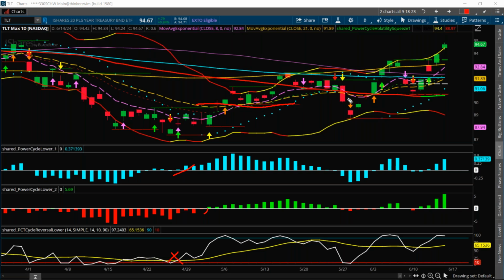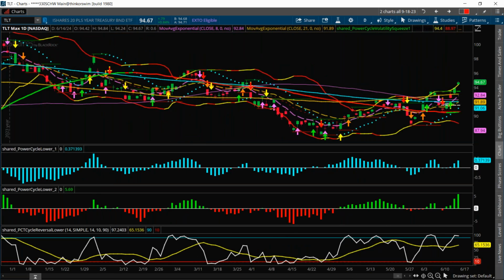But this has been a hard one to trade because it's bonds. We've had all these different reports, non-farm payroll, auctions. It hasn't been a good trade, just too much to navigate. So look to other things. No clean setups on TLT lately.